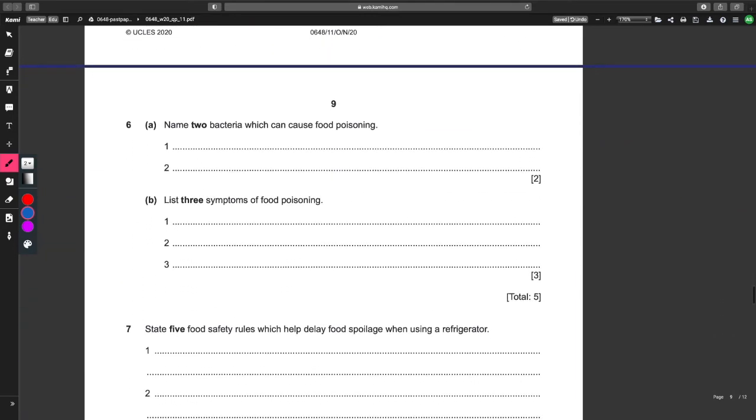Right, moving on to question number 6. Name 2 bacteria that can cause food poisoning. Okay, right. There we go. E. coli. And salmonella.